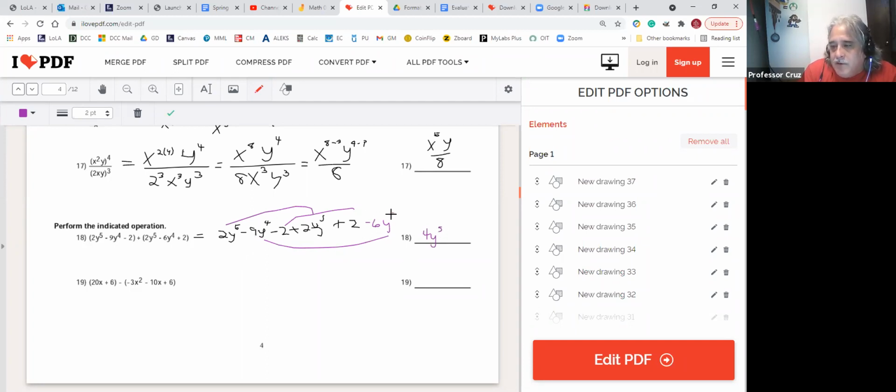Y to the fourth, this is also y to the fourth, it just didn't come out well. So it's a negative 9 and negative 6 y to the fourth. And then negative 2 plus 2 is 0, so this is all we got left on that.